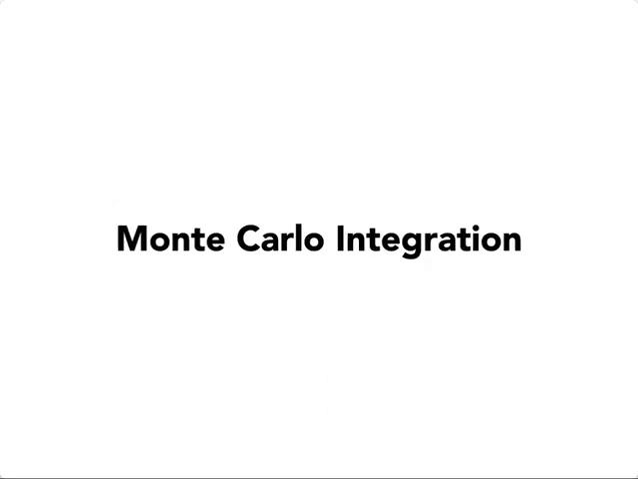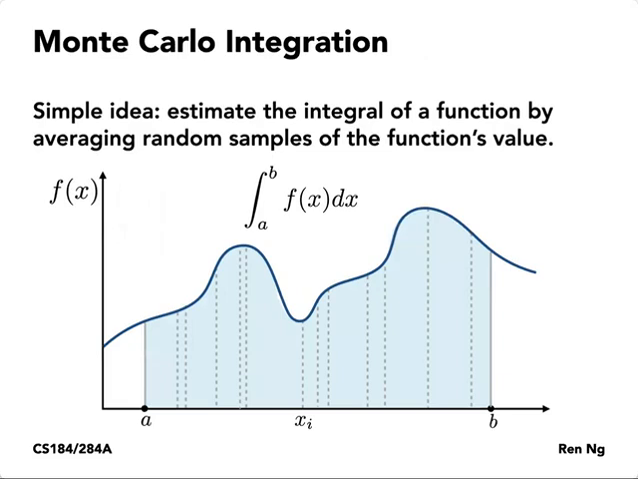Okay, Monte Carlo integration. Again, it's a very simple idea, very simple, very powerful. Estimate the integral of a function by averaging random samples of the function's value. Pick random locations inside the domain of integration, evaluate the function, and use those function evaluations to estimate the integral. That's the idea. So in this cartoon, again, as I showed in the first slide today, we have a definite integral of f of x dx from a to b.